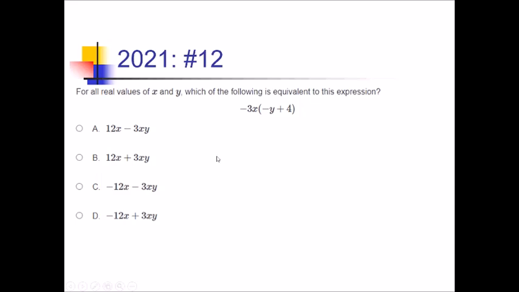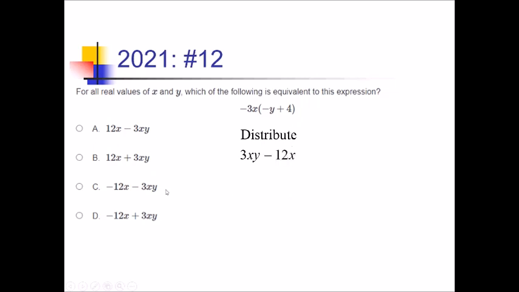On this one, we want to know which of these expressions is equivalent to this expression. Really all you have to do for this one is distribute this negative 3x. So we have negative 3x times negative y. A negative times a negative is positive, so we have 3xy for that. And looking at all the answer choices, we see that they all have 3xy's. So really, it's just going to come down to the correct signs on this. Negative 3x times positive 4. Negative times a positive is negative 12x.